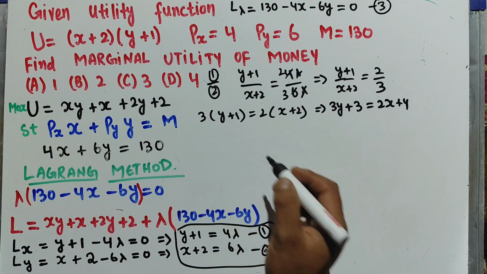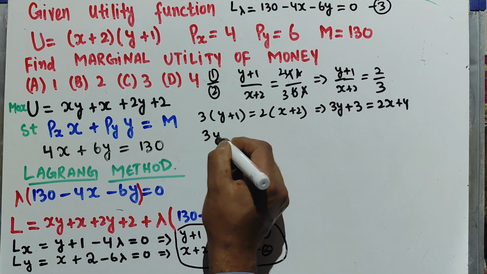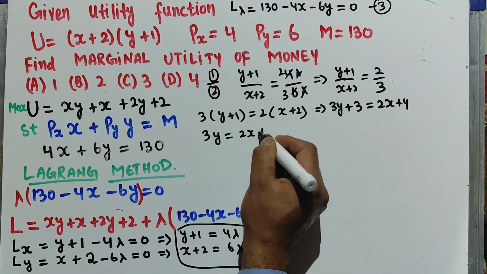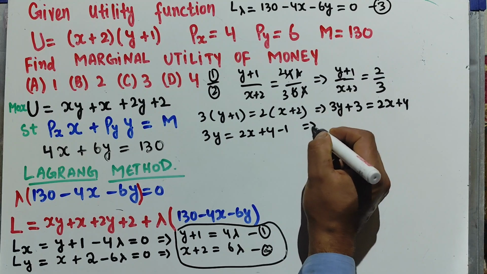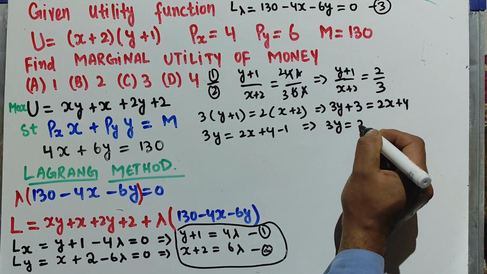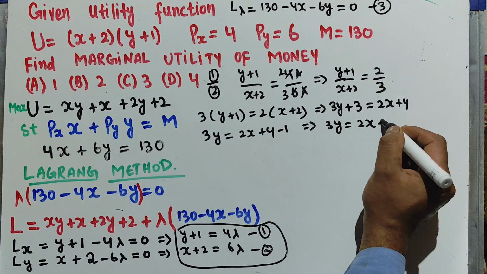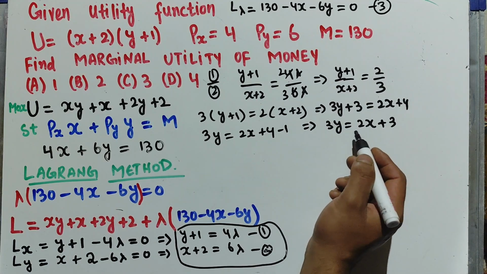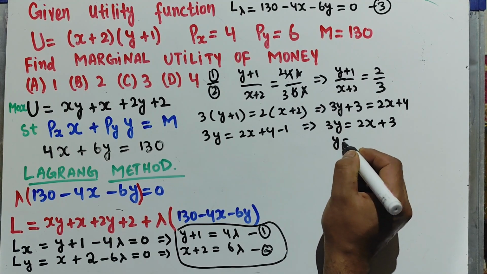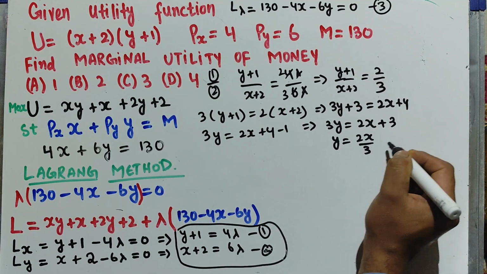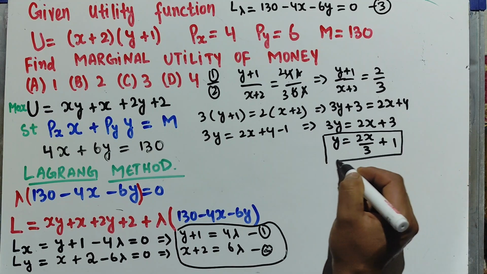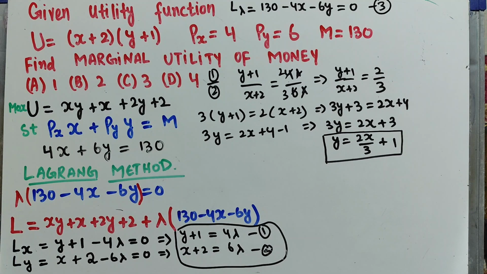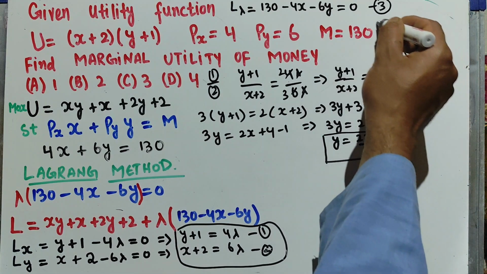We need to solve this for y. Transposing this 3 here, it gets subtracted, so we get 3y is equal to 2x plus 3, since 4 minus 1 is 3. Dividing both sides by 3, y will be equal to 2x upon 3 plus 3 upon 3, which is 1. Now we need to plug the value of y into equation 3.